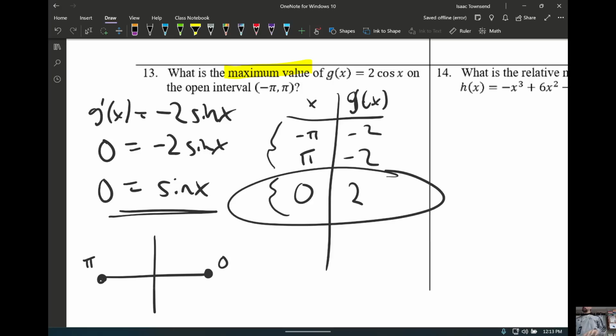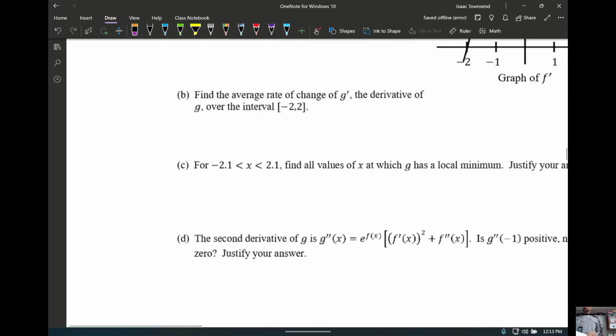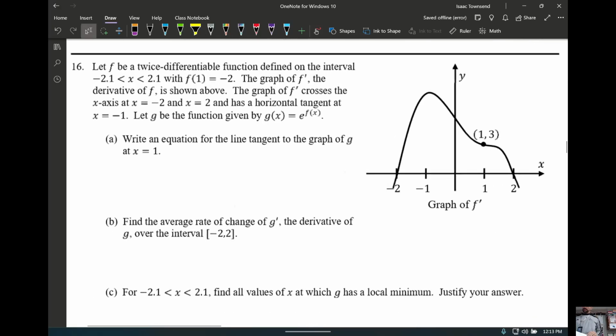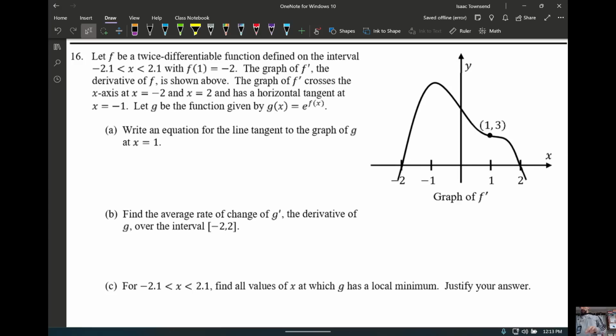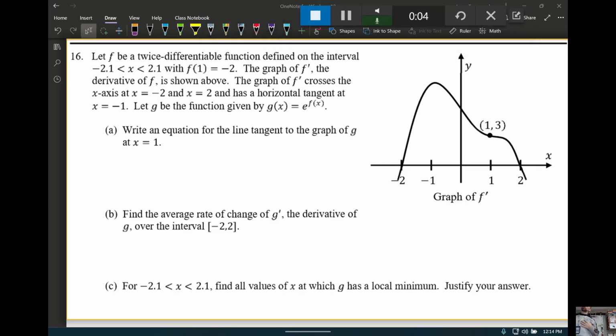Okay, what else you got from the homework? Yeah. Did you do 16, like, all of it? Okay, 16 says, well, there's a lot of stuff here. Let f be a twice differentiable function. That just means you can take its derivative more than once. Defined from -2.1 to +2.1.